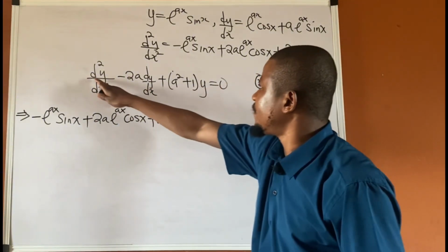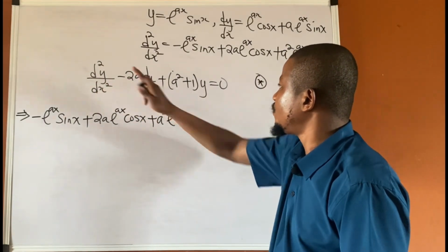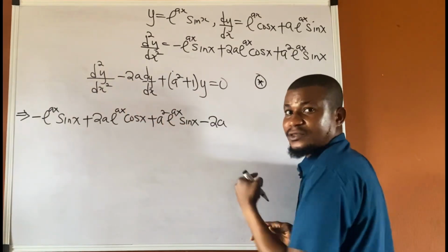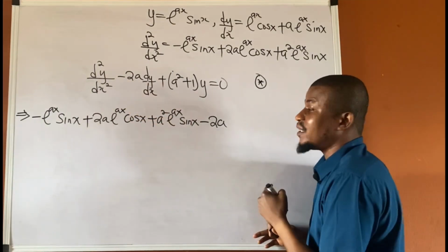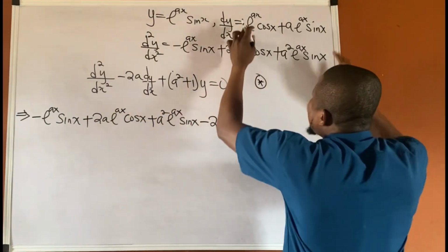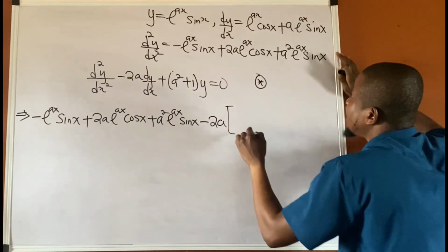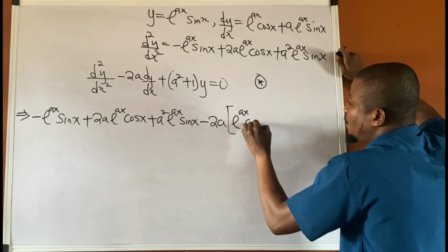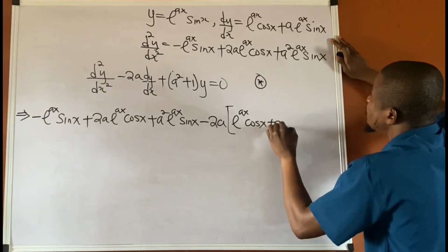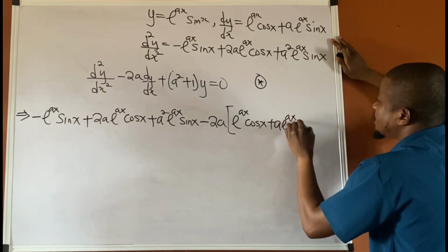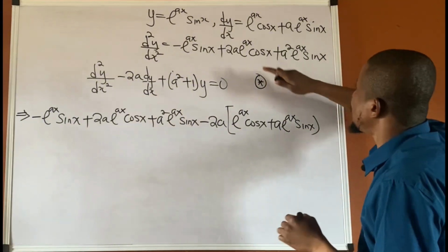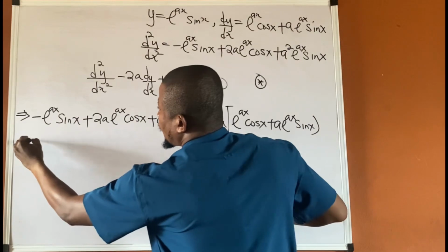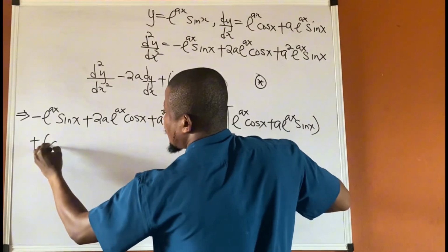We've substituted for this. Now the next thing is to substitute for dy/dx. So we have a negative 2a. We are done with this, we move into this. So we have a negative 2a, then our dy/dx is all of this, so we put it in a bracket. We have e^(ax) cos x plus a e^(ax) sine x. We've substituted for this. Now the next thing is to continue with this term. We have a plus, this is a squared.